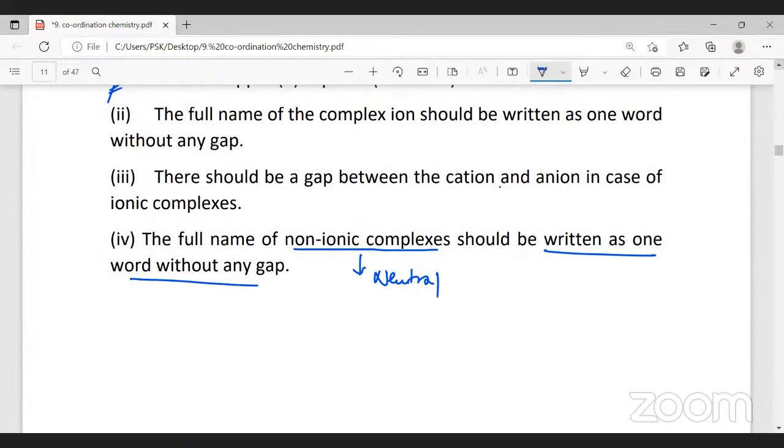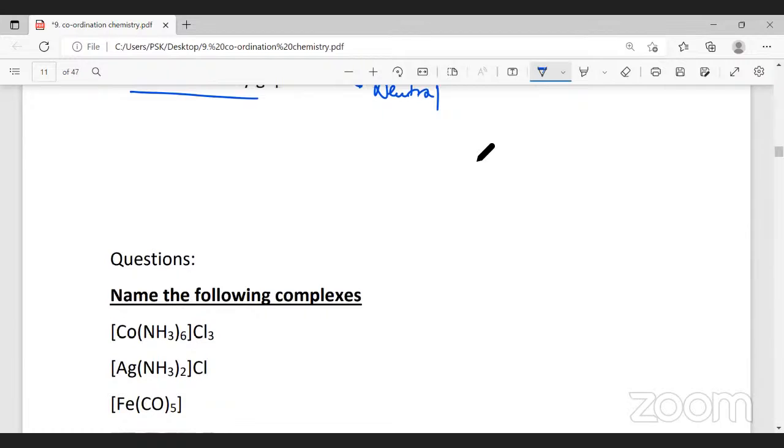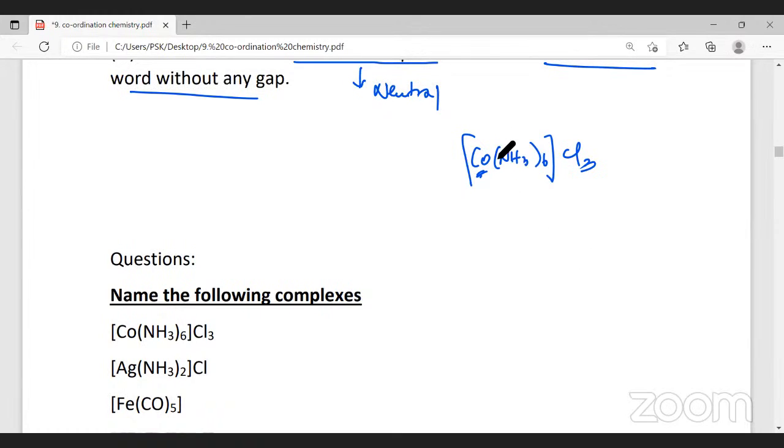Did you follow this, students? Now, one more part I will teach you. In the next class, we're going to learn the naming part. Before you start naming the molecule, you should be in a position to find the oxidation state of the central metal. How do we find the oxidation state of the central metal?